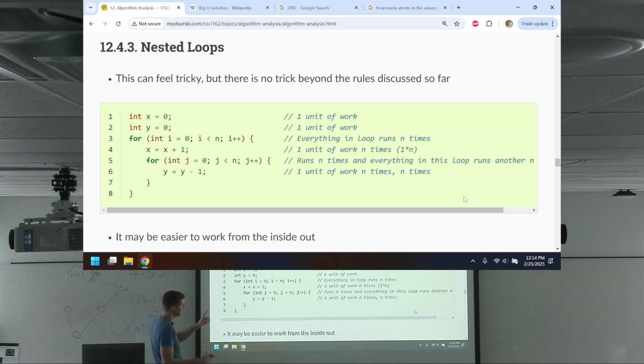Let's jump down to line 6. Line 6 is 1 unit of work. But this line is being run n times, right? But this loop is being run n times, right? So we have 1 times n times n. N squared. See, it's really not too bad.